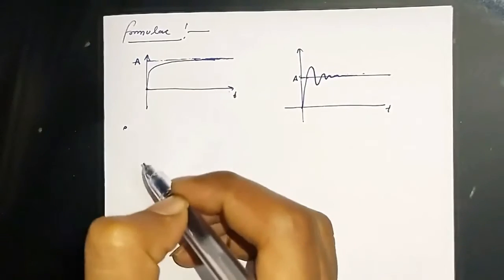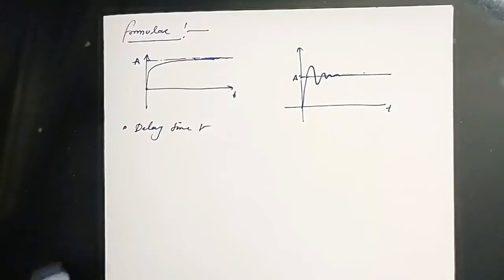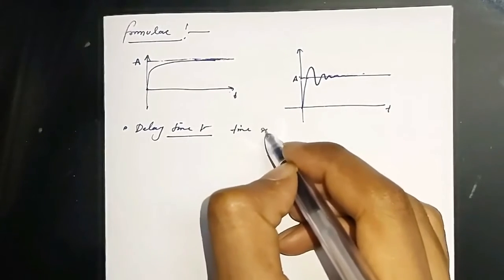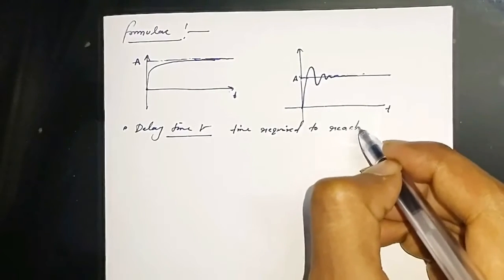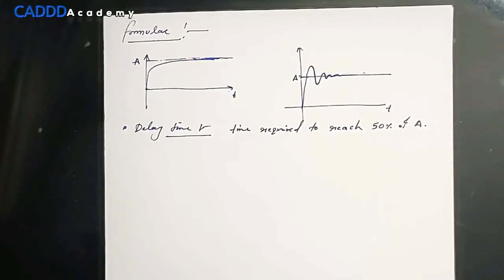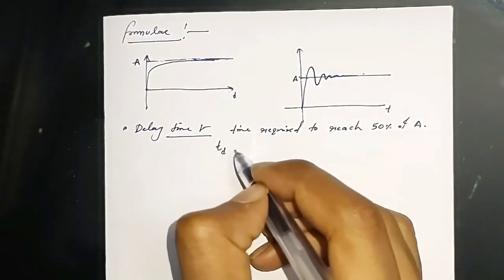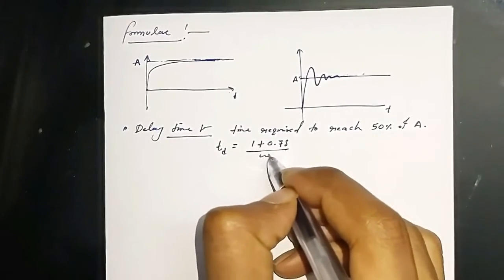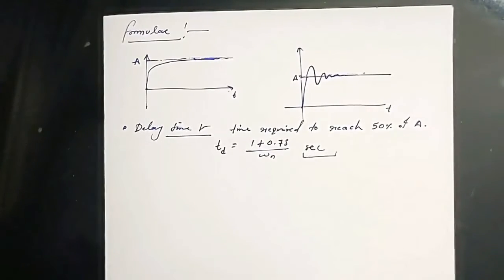So the first formula that I'm going to write here is delay time. So what is delay time? The time required to reach 50% of the steady state value. Delay time is denoted as TD, and (1 + 0.7 zeta) divided by omega n is the formula to calculate TD, and the unit is obviously seconds.